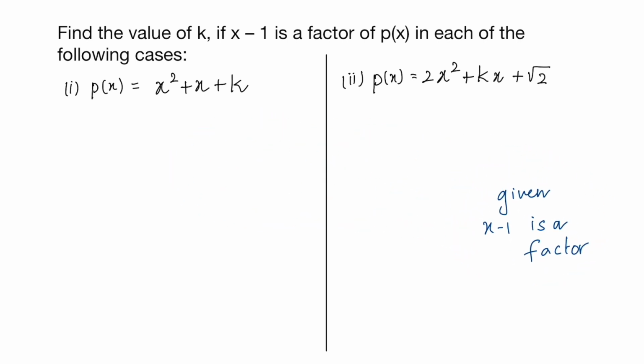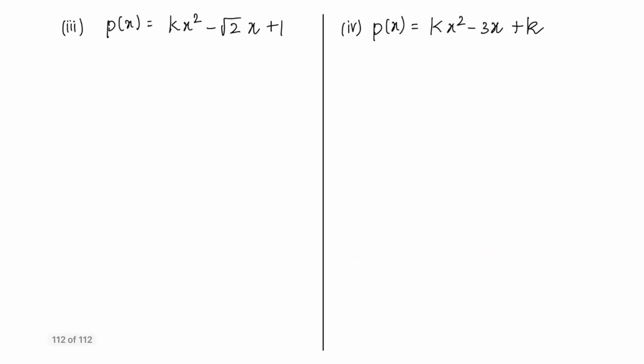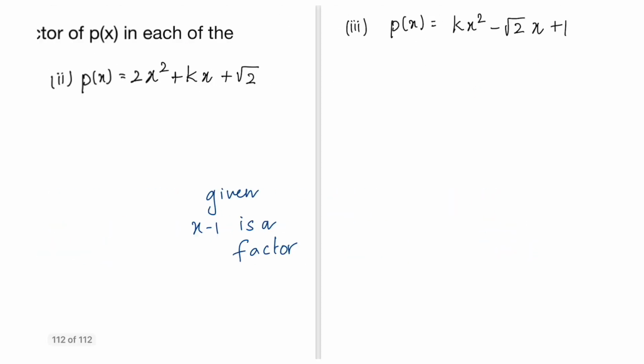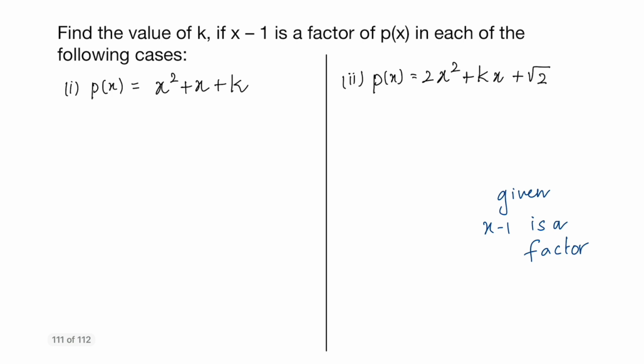Now what they are asking you is to find the value of k. In each of these cases we have a k. All these 4 cases have k and we are supposed to find the value of k with this given statement, that x minus 1 is a factor. Now how exactly are we going to do that?